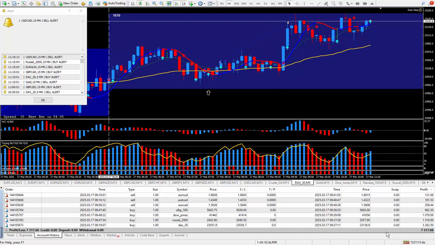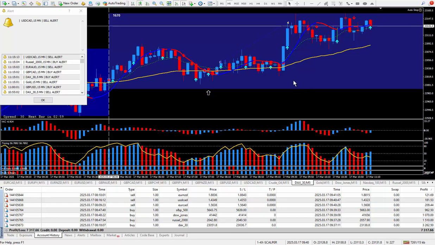Now, I added up all the pips and the ticks, and the grand total, mainly because of the DAX 30, came to 1,502. And all of those pips and ticks, as you can see, paid out $7,317.